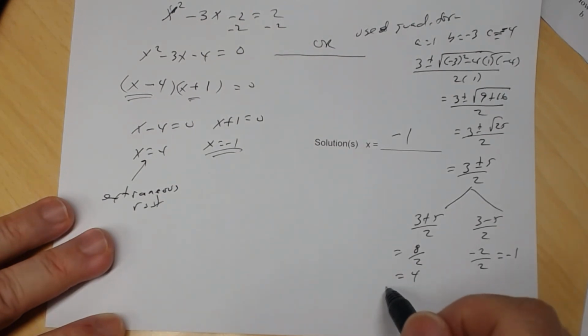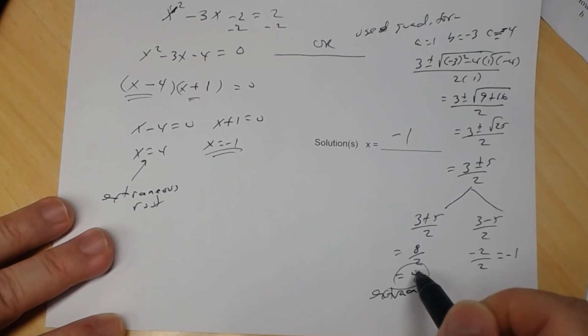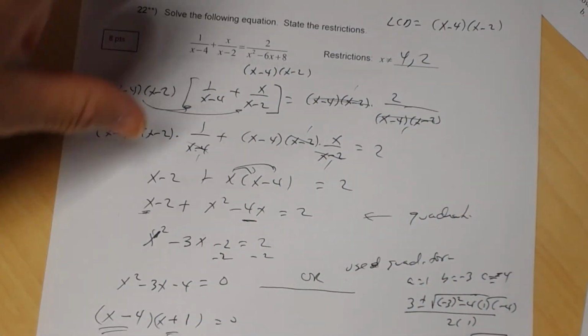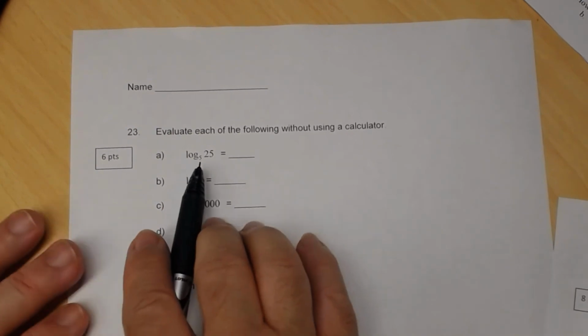And so remember, we can't use this. This is extraneous right here. So we can't use it. So we've got to use this only. So this is the only solution. Okay? All right. And then finally, the last page.